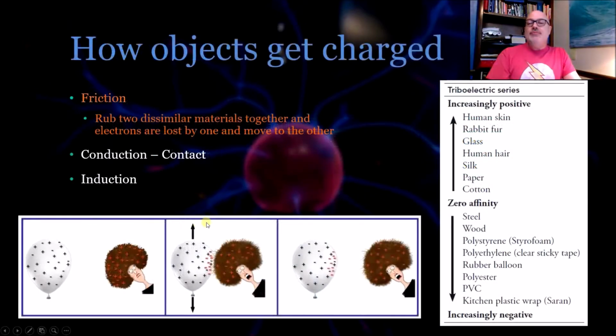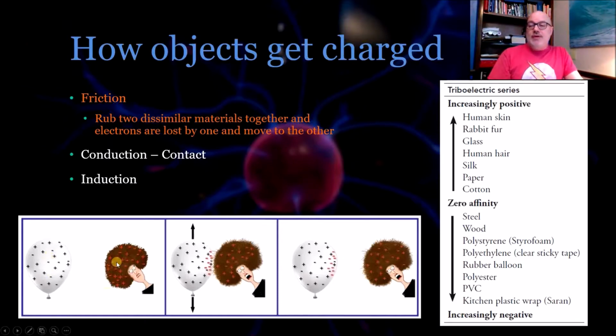Okay, how do objects get charged? Well, we have three methods: friction, conduction or contact, and induction. Let's talk about friction first. Different materials have a different pull on electrons, so when you put them together, some of the outer valence electrons will get stolen by one of them. That leaves the one that stole the electron negative and the one that lost the electron positive. We learned about this in chemistry on the periodic table.